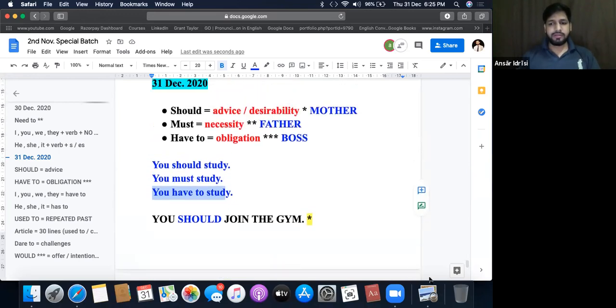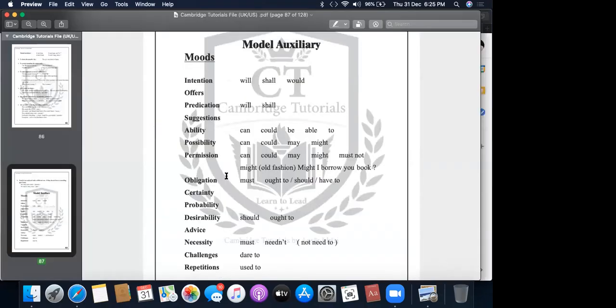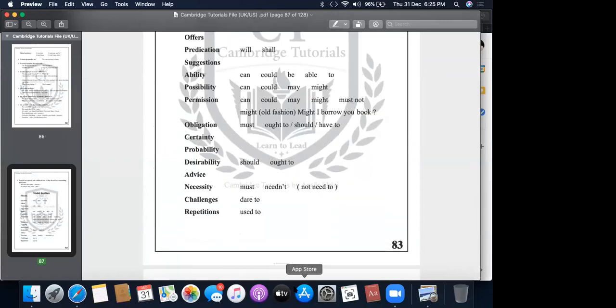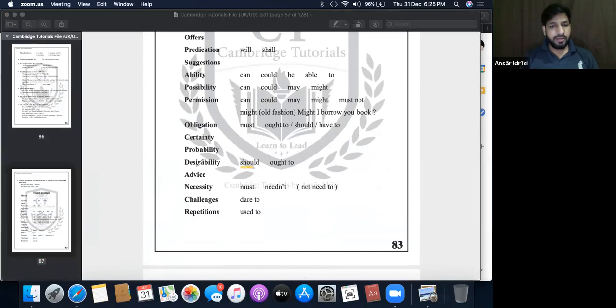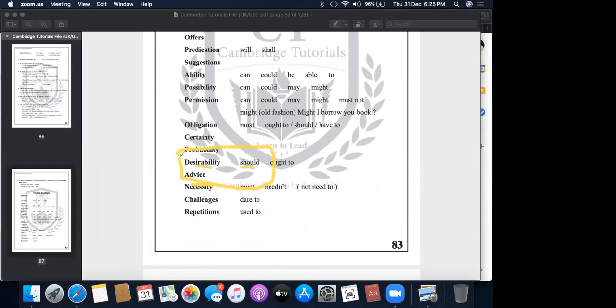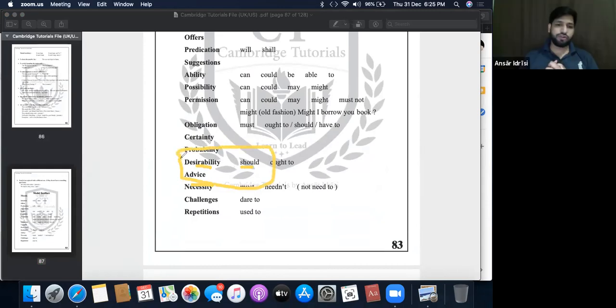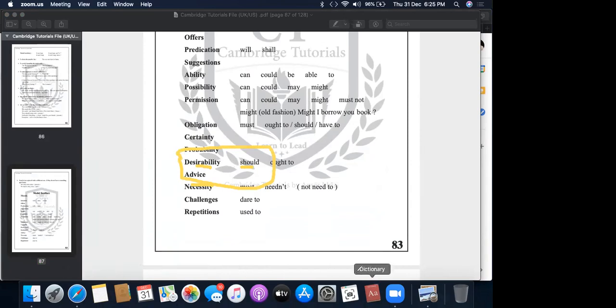Yes. So when we use should in English, we are using should for desirability and advice. We are using should only for desirability and advice. We are not using should for anything else. Now we are going to see where else we can use should.